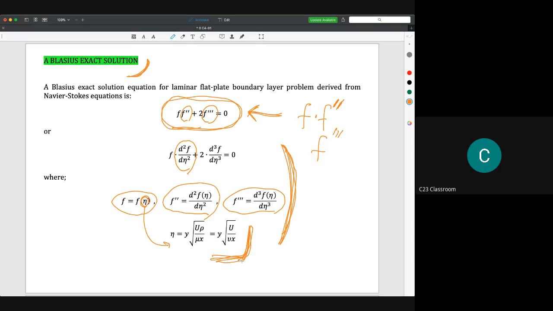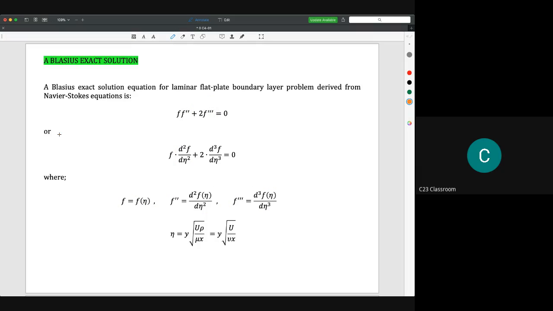So it comes from that one. That's why it is okay for you to make notes for this chapter from my video later on. So this is the assumption of the Blasius exact solution.